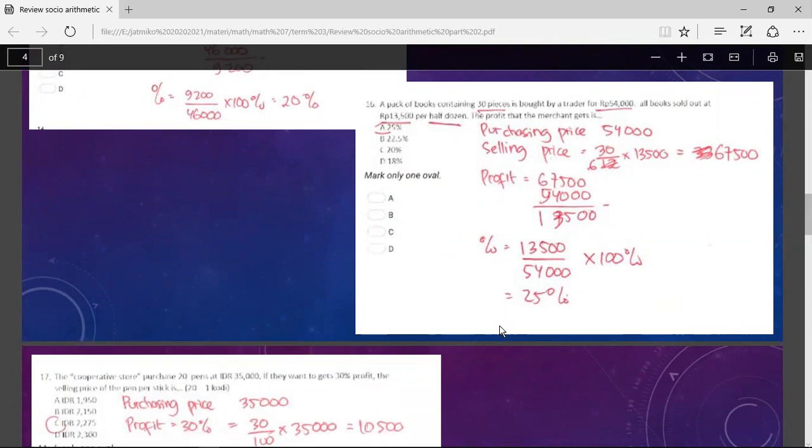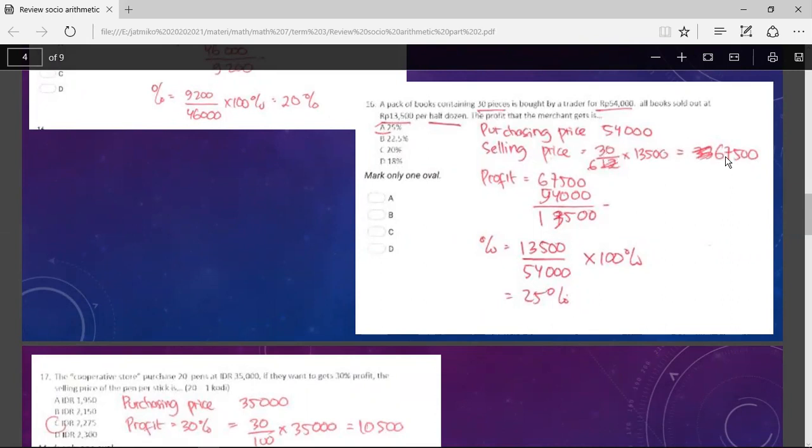And then from the second sentence, all the books sold out for 13,500 per half dozen. So 13,500 is 6 pieces. If we buy 30 pieces, we can compare: 6 is 13,500. How about 30? It will be bigger than 13,500. So we put 30 on top divided by 6 and times 13,500. So you can calculate it. You can simplify 30 with 6 here, become 5.